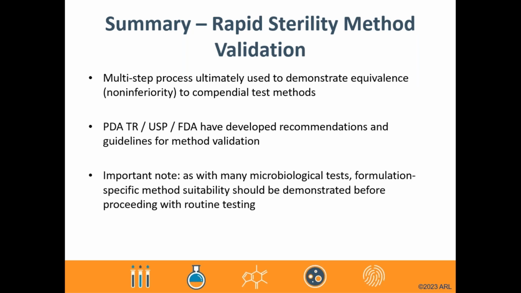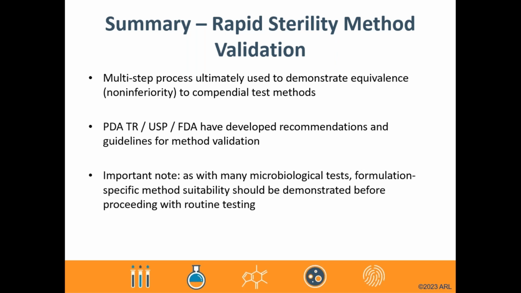Rapid sterility method validation is a multi-step process with the ultimate goal of demonstrating equivalence, or in some cases superiority, of an alternative test method to a compendial test method. As noted, there are multiple resources available to assist in the design of a validation strategy, with notable recommendations and guidelines being produced in USP general chapters, FDA guidance to industry, and PDA technical reports.